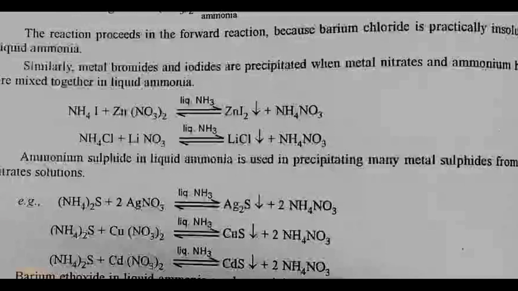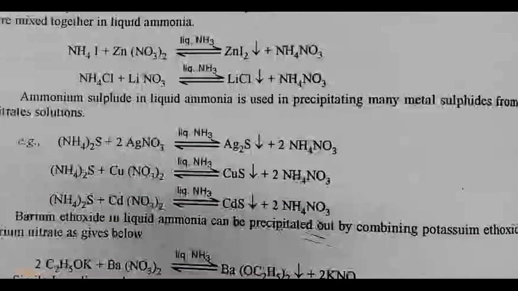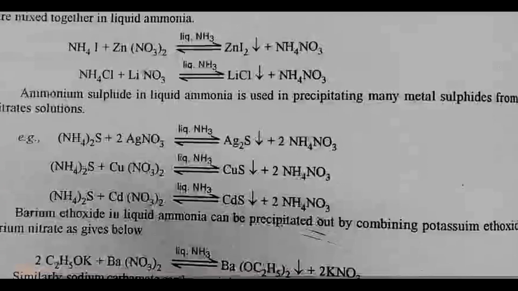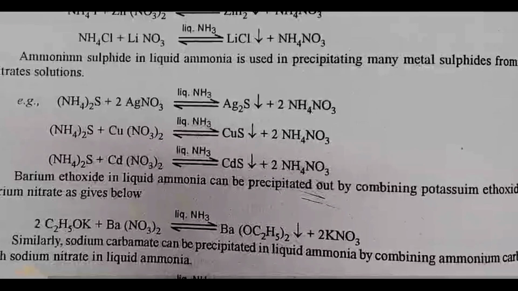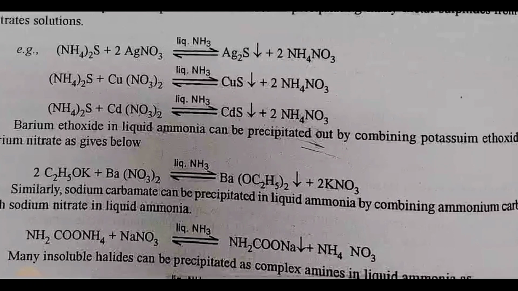Similarly, metal bromides and iodides are precipitated when metal nitrates and ammonium halides are mixed together in liquid ammonia. NH4I plus Zn(NO3)2 in liquid ammonia gives ZnI2 plus NH4NO3. Ammonium sulfide in liquid ammonia is used in precipitating many metal sulfides from metal nitrate solutions. (NH4)2S plus 2 AgNO3 in liquid ammonia gives Ag2S plus 2 NH4NO3.